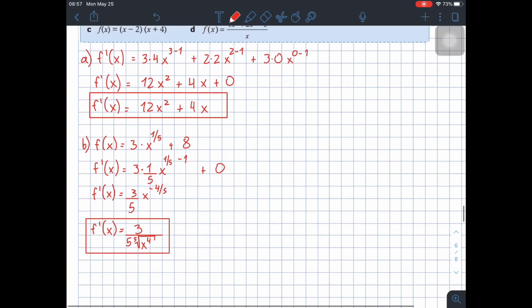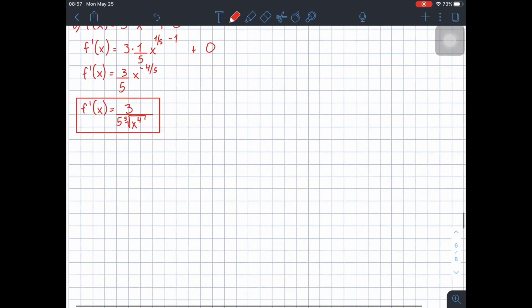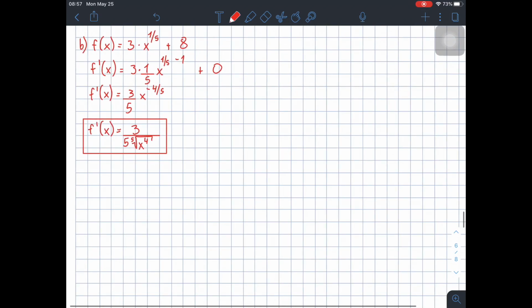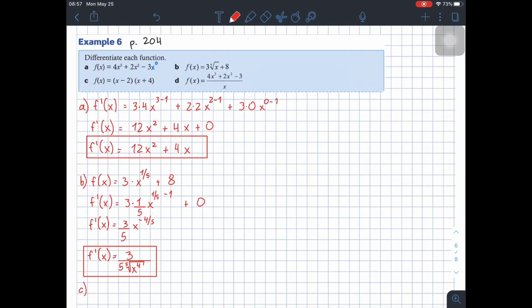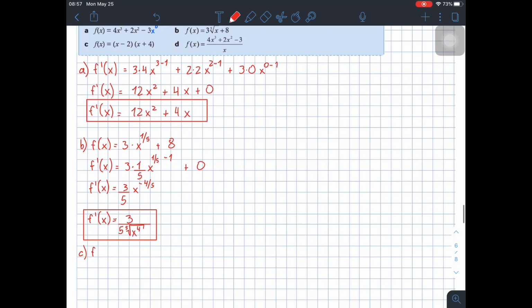Okay, so that's the answer. Then we have part C. I'm going to write the function. Part C, we have this function f of x equals x minus 2 times x plus 4.